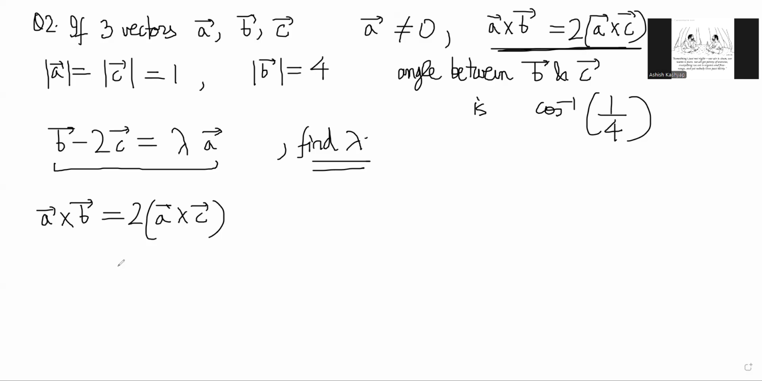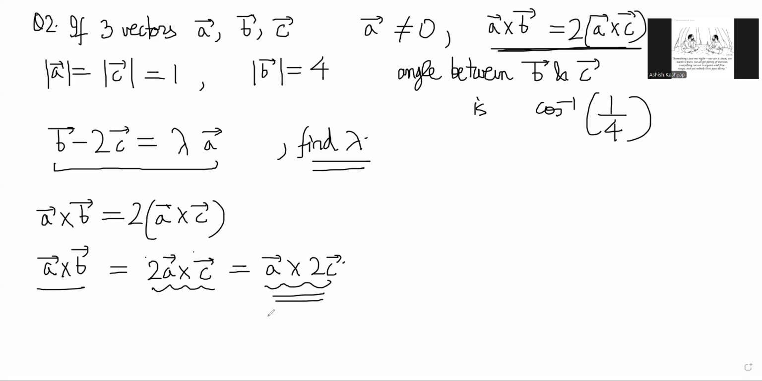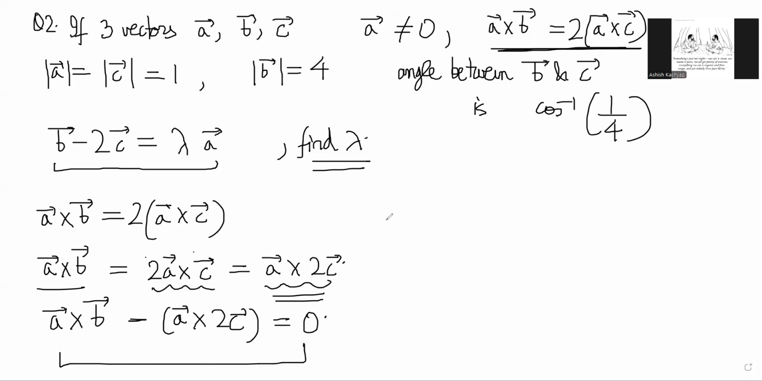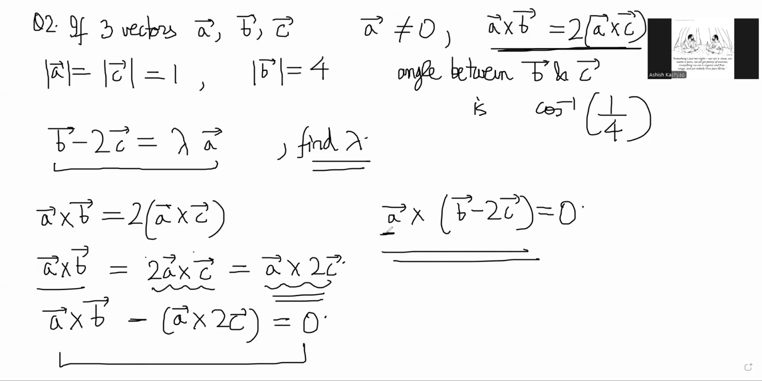So we can write it as 2A cross C, or we can write it as A cross 2C, right? We saw that the scalars can be put anywhere when you don't change the order of the vector product. So we have A cross B is equal to A cross 2C, which means A cross B minus A cross 2C is equal to 0. Now by distributive law, this is equivalent to A cross B minus 2C is equal to 0.